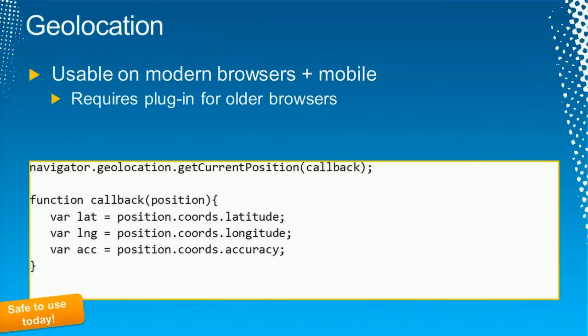So I'll show you that this works, but the thing to remember here is that this doesn't exist in older browsers. So how do we use this universally? I told you that today's session is about techniques you can use today. Well, the primary way you can use geolocation universally is use this for modern browsers.